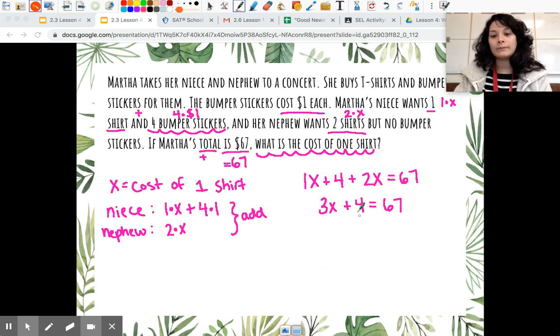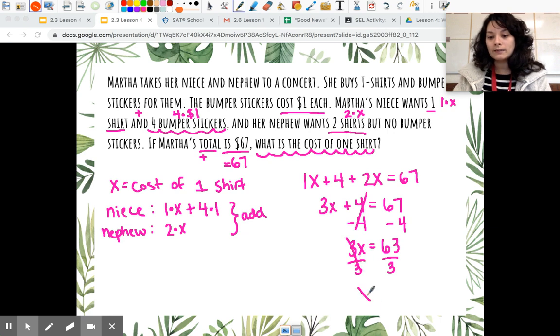And at this point, it's a two-step. I undo my positive constant by subtracting first from both sides. 67 minus 4 gives me 63, and then I undo that multiplication, which is what is implied here when a number touches a variable, by dividing. And I can actually do this in my head because both of these digits are easily divisible by 3. 6 divided by 3 gives me 2. 3 divided by 3 gives me 1. So there's my answer. And last but not least, I state it in words. What is the cost of 1 shirt? 1 shirt costs $21.